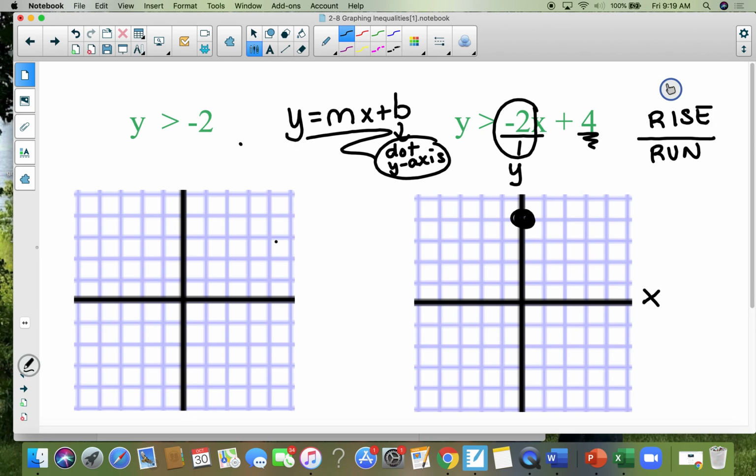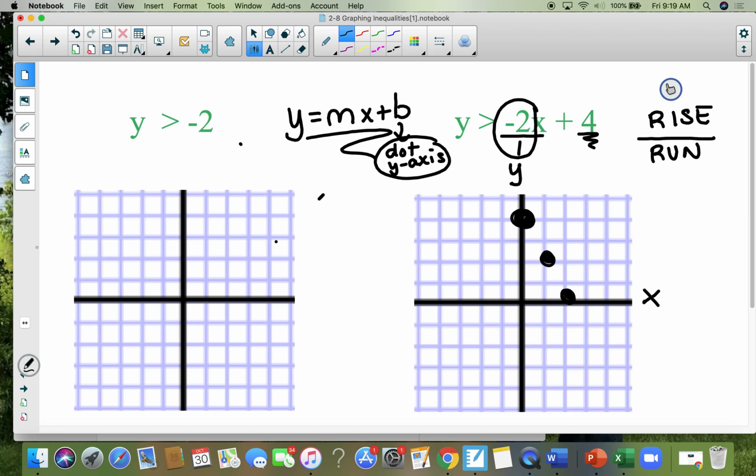So from this dot, -2, that means rise up or down, and since it's a -2, I'm going to go down 2, and the 1 is a positive, so I'm going to go to the right. So I'm going to go down 2 and to the right 1, down 2 and to the right 1, and that's all I need, about 2, 3 dots to make my line. So far so good? Okay, now comes the twist.